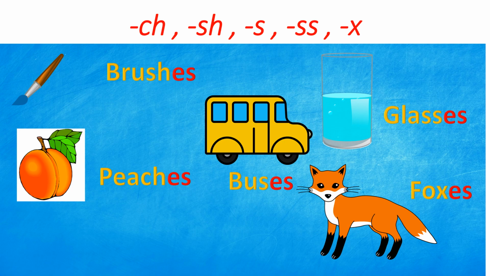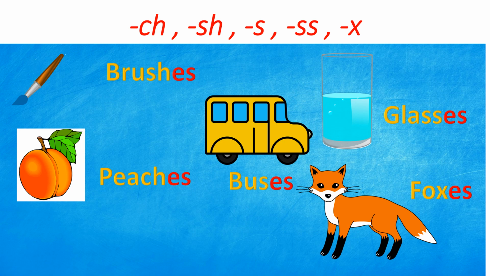See the third picture. How does the word end? The word ends with s. So when a word ends with s, we add es to the noun to make it plural. Here you can see a glass. Glass ends with ss. So when a noun ends with ss, we add es to the noun to make it plural.